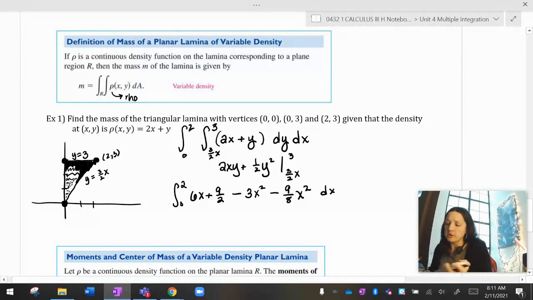I'm going to use my calculator off to the side because it's quicker than the one that I can pull up on the screen. Let's see, math 9, 0 to 2, 6x plus 9 halves.